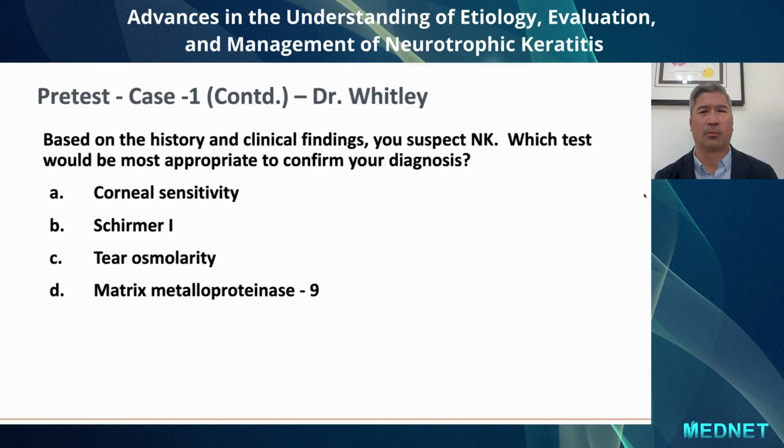And so which would be the most appropriate clinical test? A, corneal sensitivity, B, Schirmer 1, C, tear osmolarity, and D, matrix metalloproteinase. Go ahead and click on your vote for what you think is going to be best. I'll give it a couple more seconds here, and then we'll go ahead and get started into the presentations.